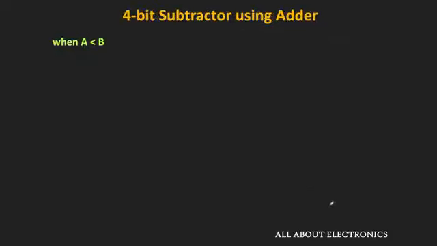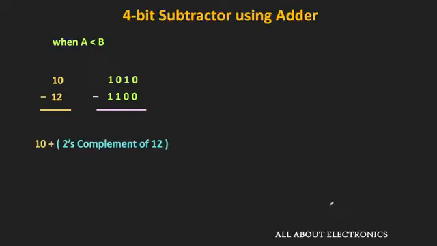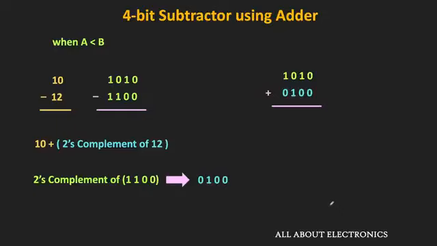So let's say the number A is equal to 10 while the number B is equal to 12. So in binary, that is equal to 1010 and 1100. So in this case, if we perform the subtraction using the 2's complement form, then what we are doing is adding 10 with the 2's complement of the number 12. And as you know, the 2's complement of the number 12 is equal to 0100. That means effectively, we are adding this 1010 with 0100.